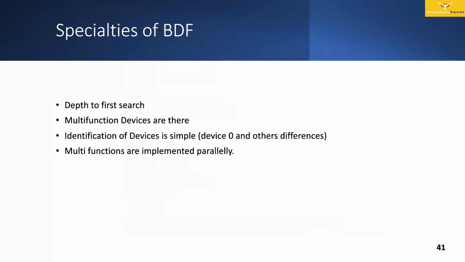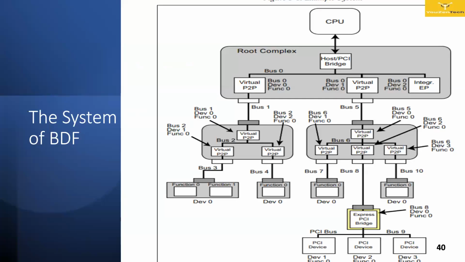Depth first search, and multifunction devices are there. Multifunction means a device having multiple functions. Identification of the device is simple: device 0. Multiple functions are implemented in parallel. Parallel means once it comes to read the type 0 and type 1 header. As mentioned earlier, we have a type 0 and type 1 header in each function, so it comes to read this first while doing the enumeration.